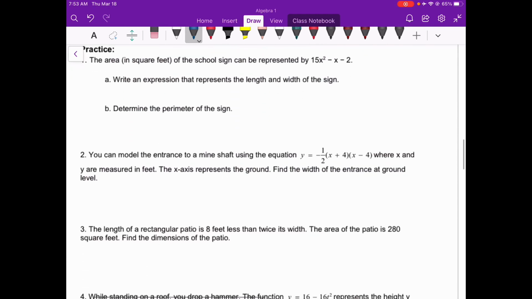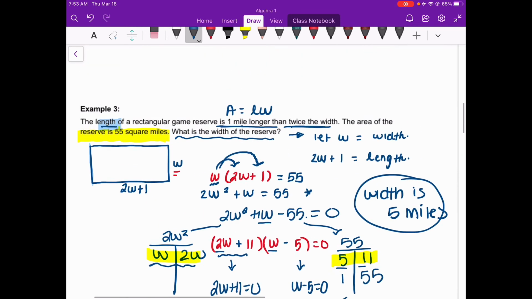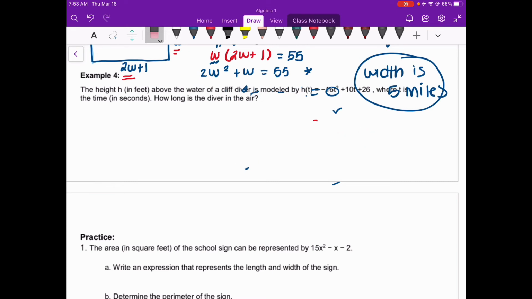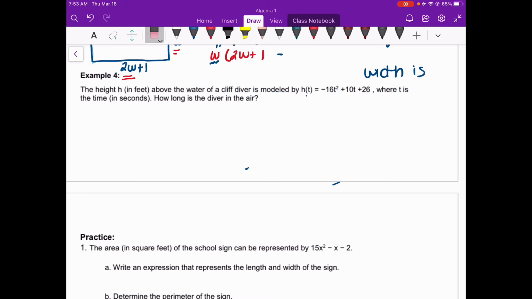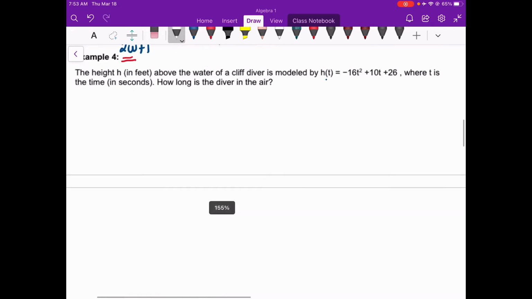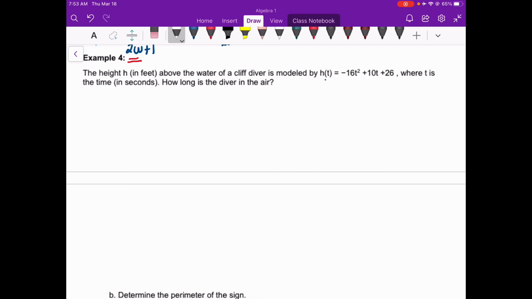We'll do one more together. That's underneath. Oh, I erased it actually. Number 4. Okay, it says the height h above the water of a cliff diver, drawing my little picture, is modeled by that equation, where t is time in seconds. How long is the diver in the air?